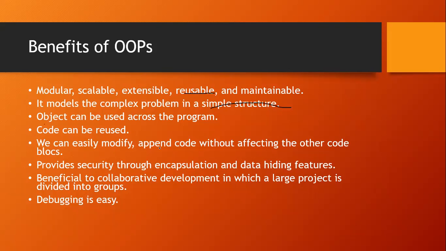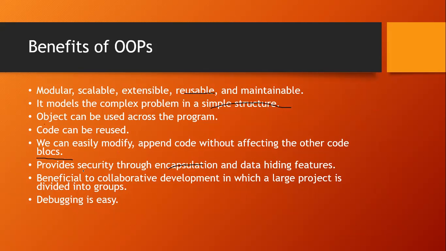Okay, so we can easily modify and append without affecting the other code blocks. So when I changed the color of the Audi, it didn't affect the color of the BMW. The BMW remained unaffected by the modifications that were made to Audi. So therefore, modifications are very easy.